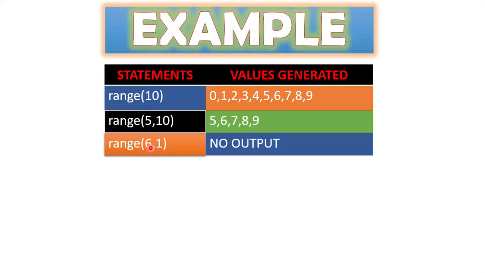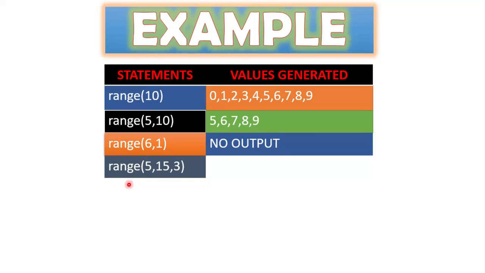Okay, so here you have to keep in mind that if your step value is +1, then your lower limit is greater than your upper limit. Means if your step value is +1, then start value must be lower than stop value. Okay, so I hope this point is clear to you.